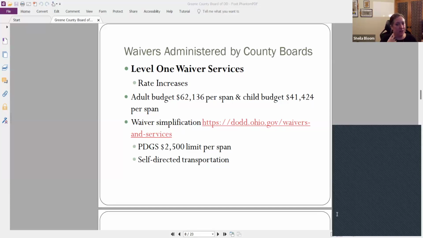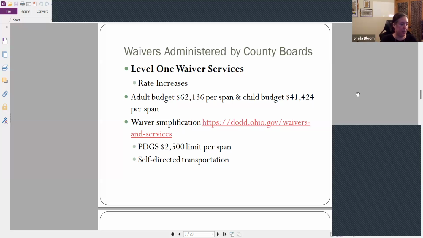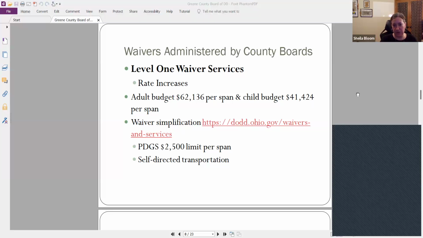Thank you for posting the waiver simplification link in the chat. This is a quick link on the DODD website that really provides some updated information of waiver services, and in my opinion, does a better job of breaking down the terminology and the differences in a much more simplified manner than if you were to go in and try and read the Medicaid rules. The rules can be incredibly overwhelming and complex and confusing. The waiver simplification, they've done a great job of sending out little one-page blurbs that give you a nice summary of what each waiver is and what the recent changes have been.